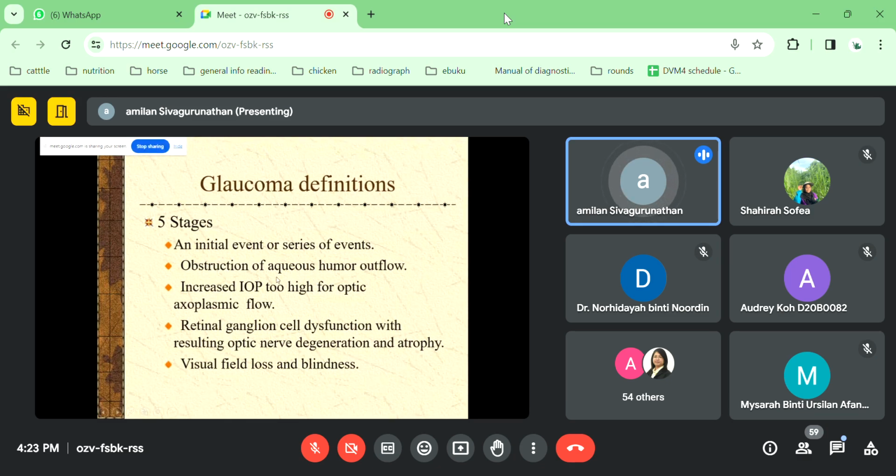Now, what happens the moment the pressure increases is that it puts pressure on the optic nerve and alters the nerve conduction through the myelin pathways, and then concurrently destroys the retinal ganglion cells, which are important cells in vision, and in the end results in optic nerve degeneration.